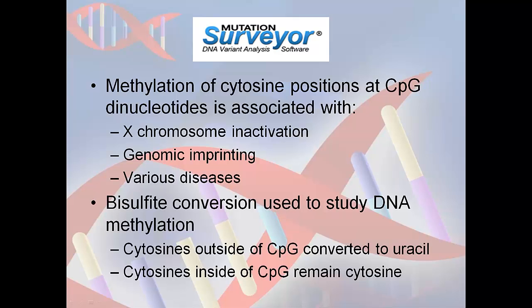Nucleotide sequencing of bisulfite-treated DNA will display the unmethylated cytosines as thymine, while methylated cytosine positions appear as cytosine in the sequenced DNA. Mutation Surveyor offers a unique function that simplifies the analysis of bisulfite-treated DNA by displaying methylated and unmethylated cytosines on the amplified sequence of the sense strand.